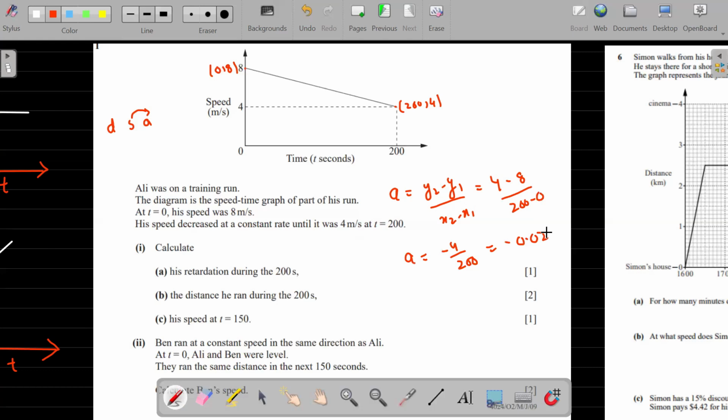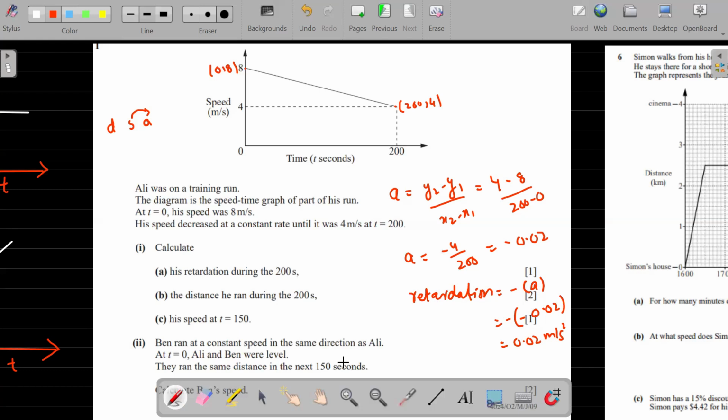As I told you before, retardation basically is the negative of acceleration, okay? So whenever I write the retardation, I will take the magnitude. Retardation is the negative of acceleration, so the minus will become positive: 0.02 meter per second squared. That will be our answer for retardation, part 1.